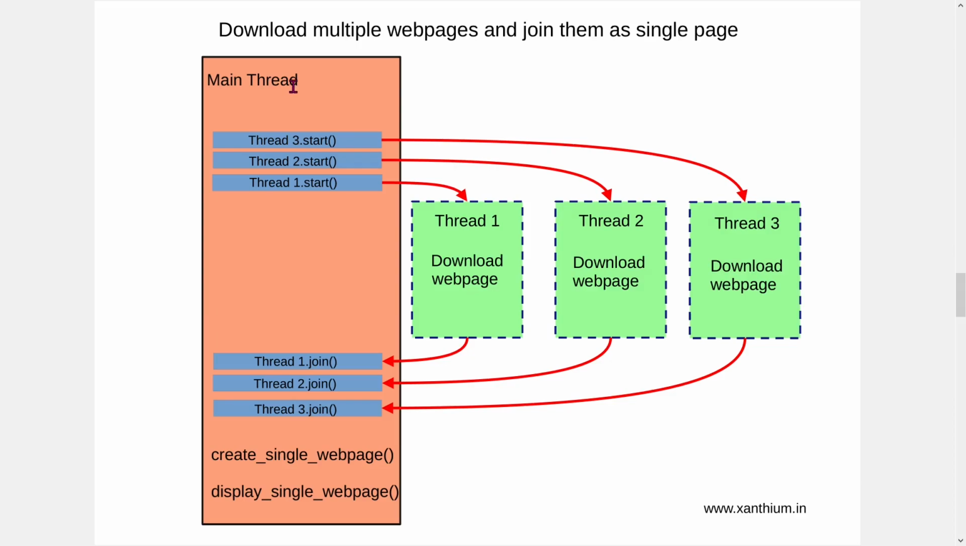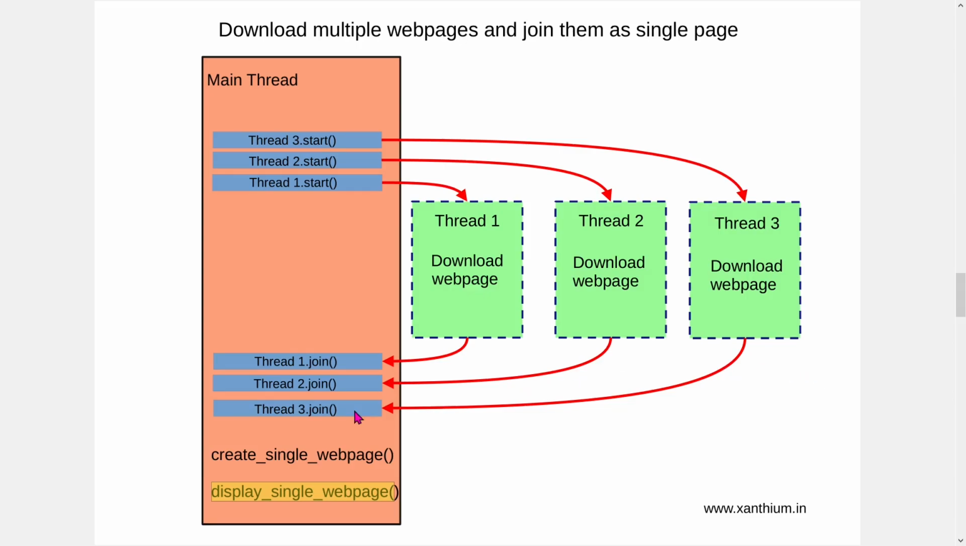So we will run the main thread here, and all these threads, thread 1, 2 and 3, will start to download the web page. And these 3 threads will take different amounts of time depending upon the network traffic, etc. So once all these 3 threads are finished, all the data is sent to the main thread where this function will execute, and then it will create a single web page and display it. So that's where the join comes in. The join makes the main thread wait till all these 3 threads are completed.